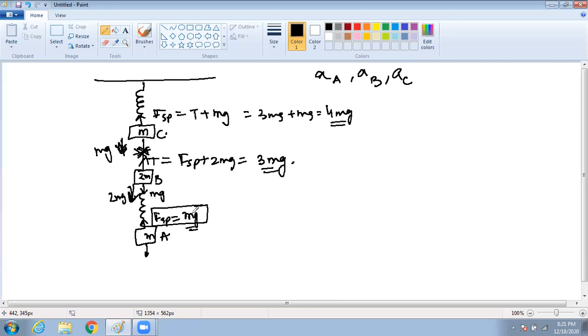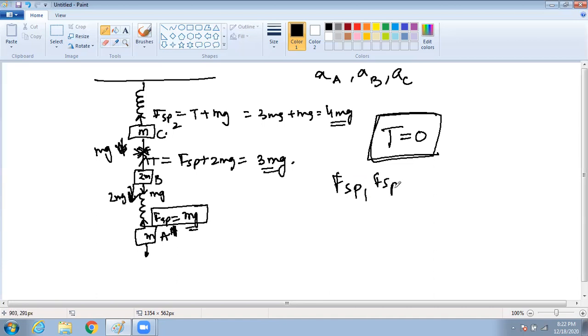Okay. So now what happens? We are cutting the string. What will happen? Who will tell me, what happens to the tension after you cut the string? Sir, it will become 0. Of course, T will become 0. But what happens to the FSP? It will remain same. It will not change. Let's consider this is the first spring, this the second spring. So your FSP1 and FSP2 will remain same, will not change. Clear?